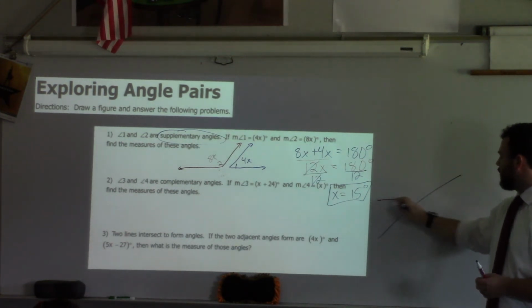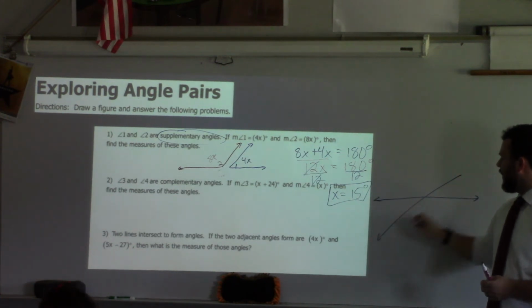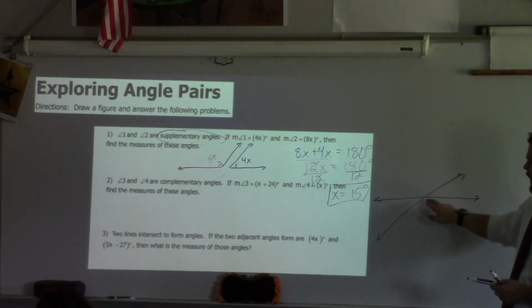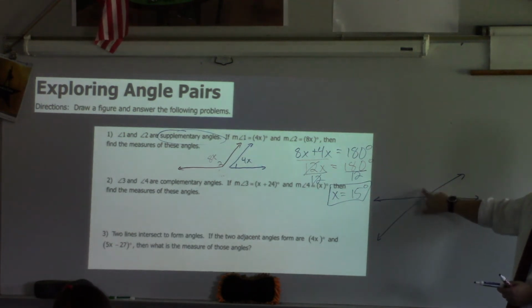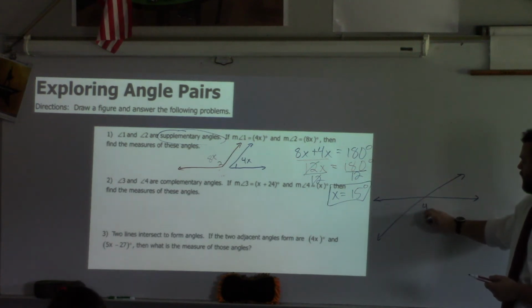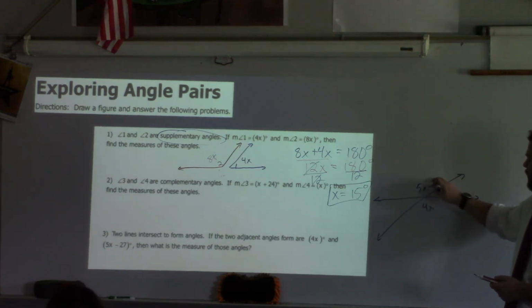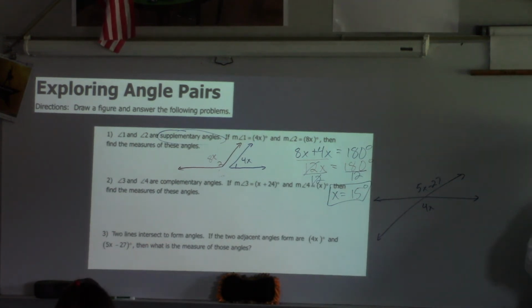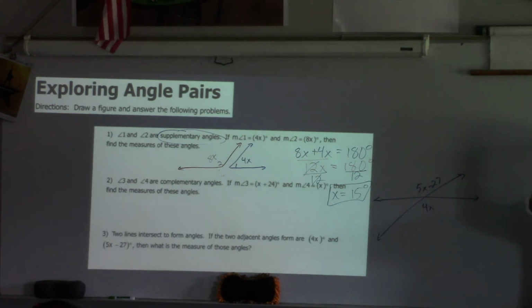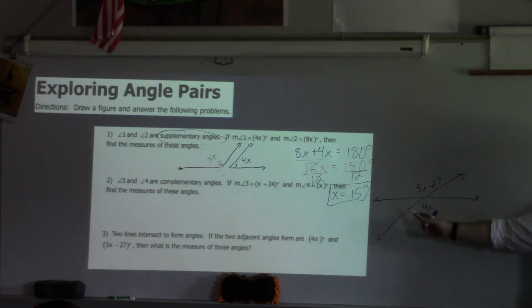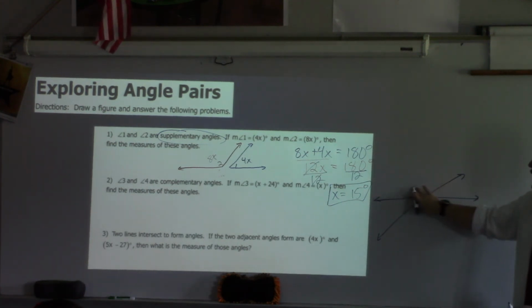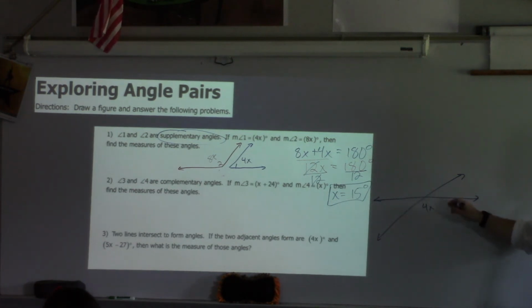Two lines. And which angles are we looking at? Adjacent. So like here and here? Would those be adjacent angles? Yes. Wait, no. Those would be adjacent? No. Why not? They don't share a common ray. What would these angles be? Vertical. So where do I need to put that 5x minus 27? Over here on the side, right there. Okay, so we have adjacent angles now.